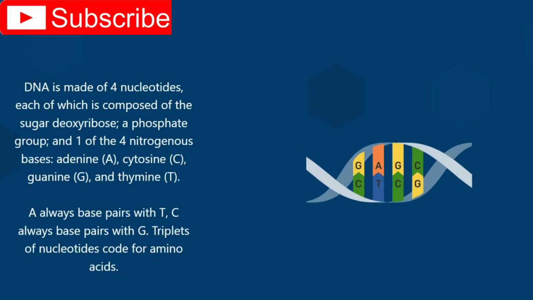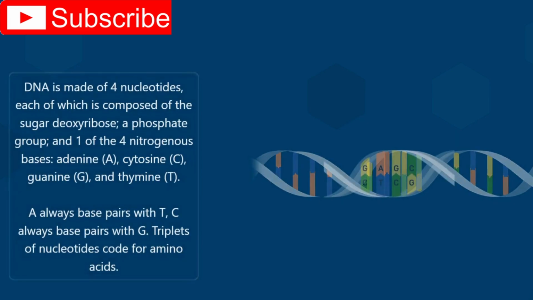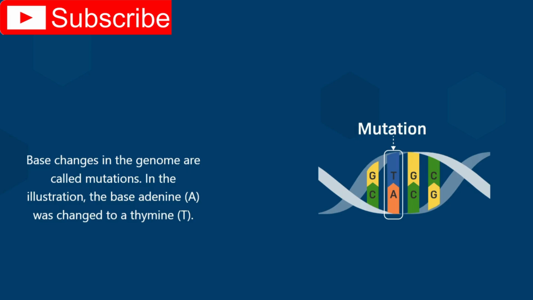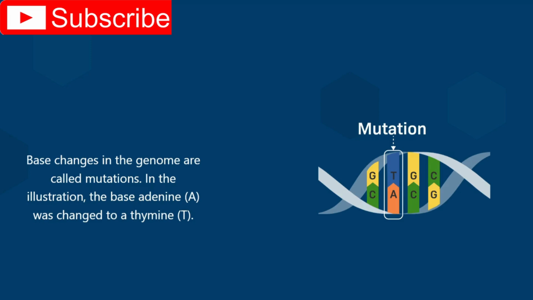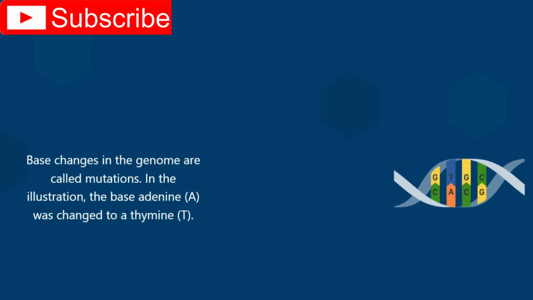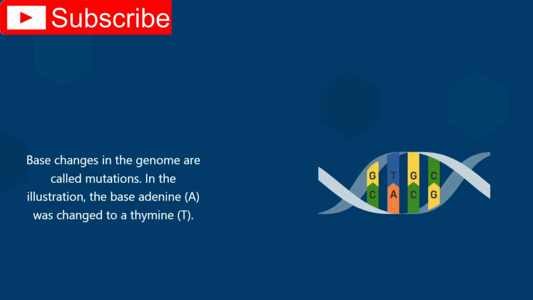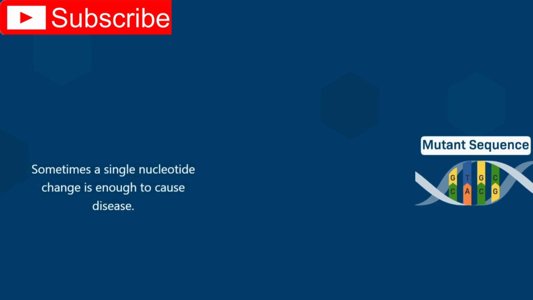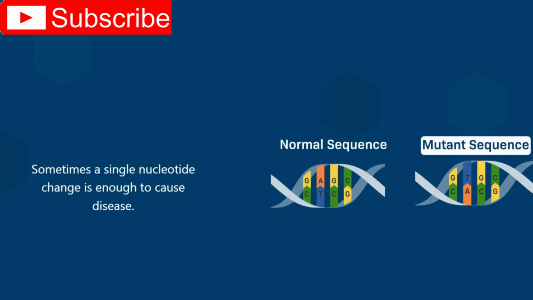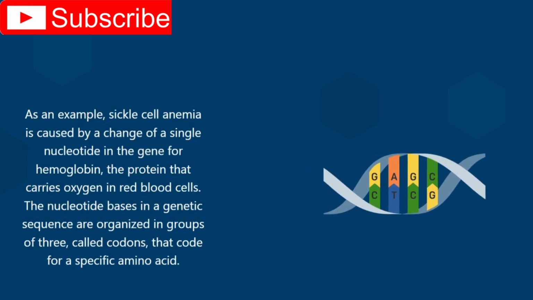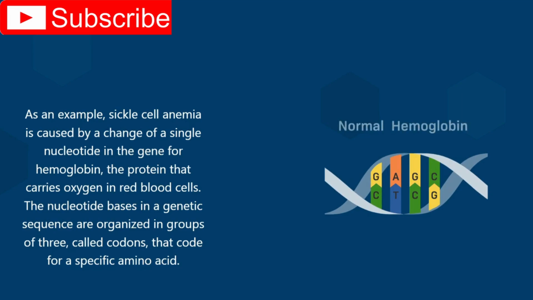Base changes in the genome are called mutations. For example, if you have a mutation in a specific area or a base, it will lead to a disease or syndrome. In this figure, you can clearly see a difference between a mutant genomic material and a normal genomic material. As an example, we will discuss sickle cell anemia, which is caused by a change of a single nucleotide in the gene for hemoglobin.